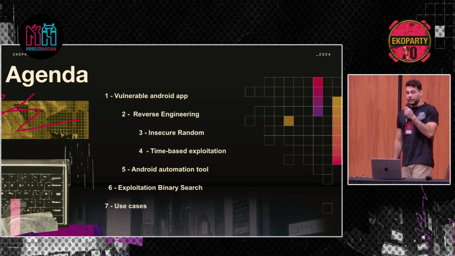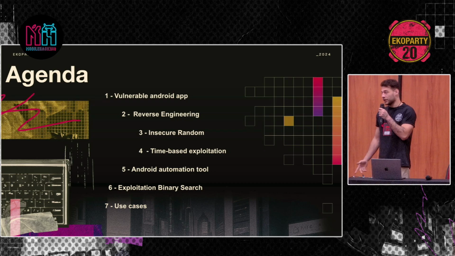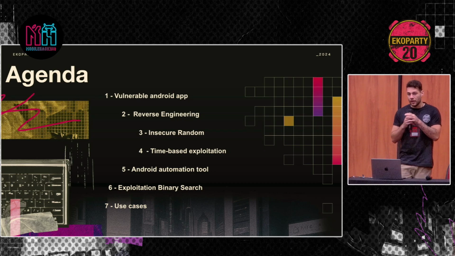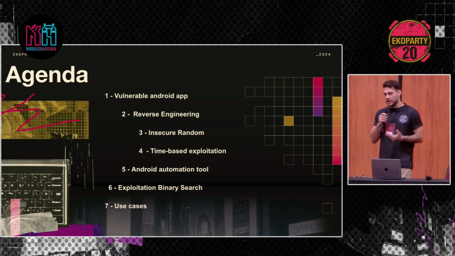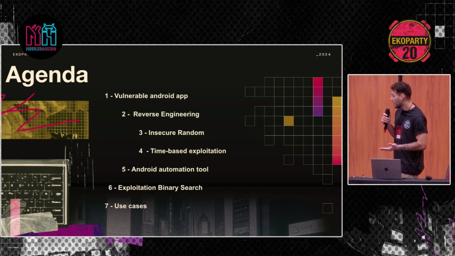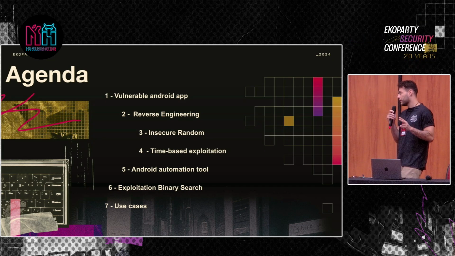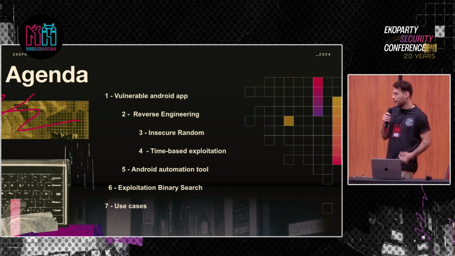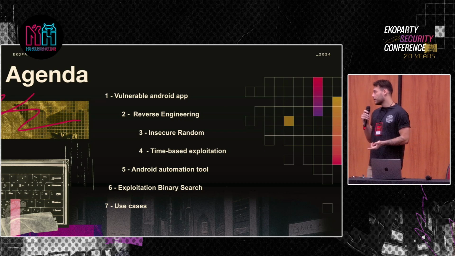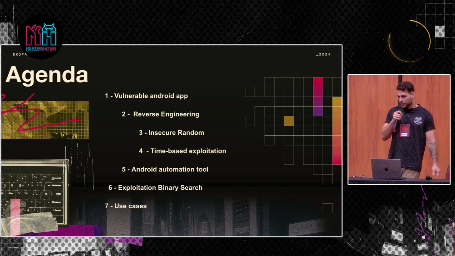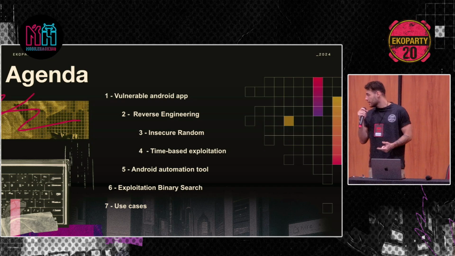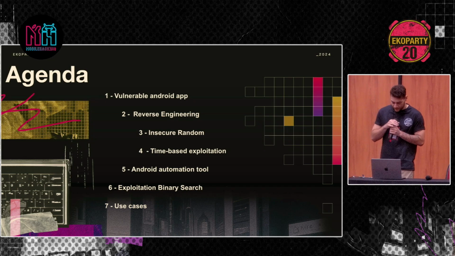This will be our agenda for today. We are going to talk about some vulnerable applications. Then we are going to do some reverse engineering. I'm going to explain some insecure randomization. We are going to do two different types of exploits, which are time-based and binary search. We are also going to talk about the automation tool. And then I will show you some use cases.